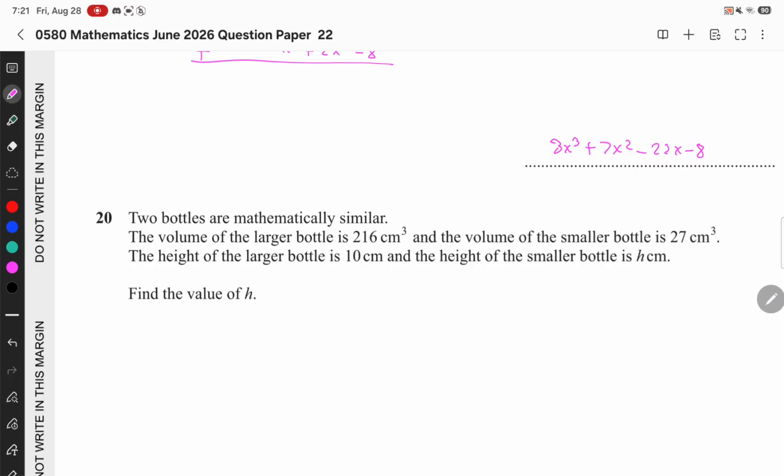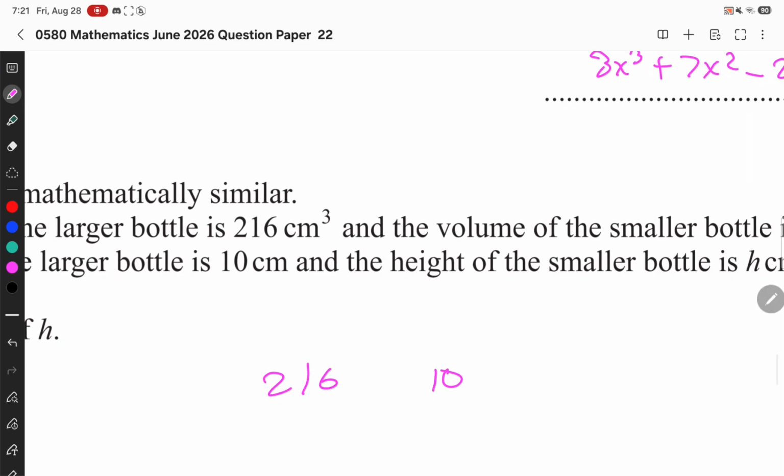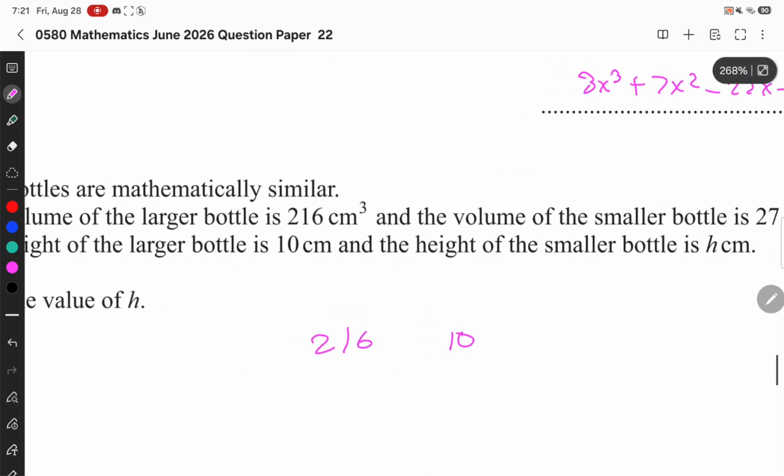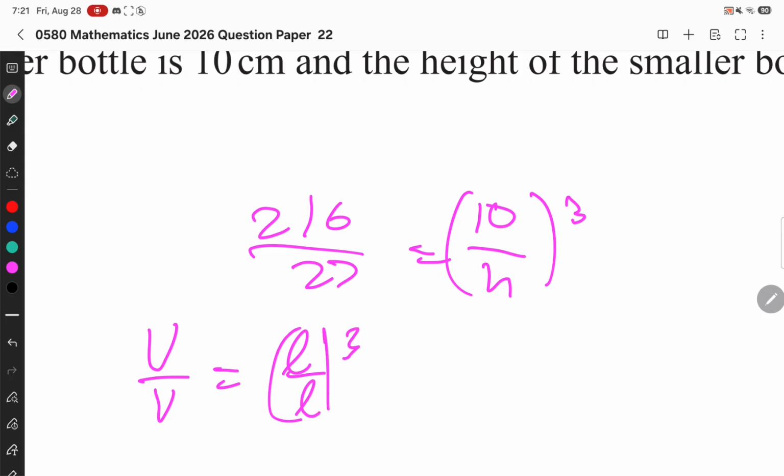Two bottles are mathematically similar. The volume of the larger bottle is 216 and a height of 10. The volume of the smaller bottle is 27 and a height of h. Find the value of h. Now this is a similarity question. This is a cube because V1 over V2 is equal to L1 over L2 quantity cubed. So let's cube root both sides.